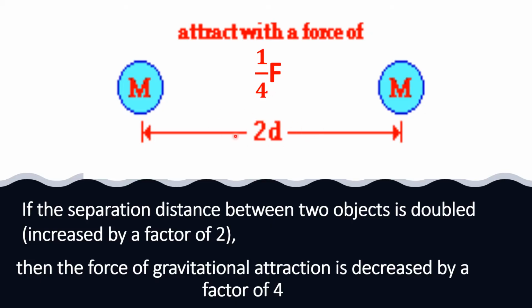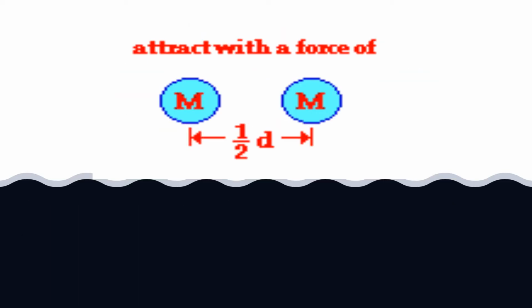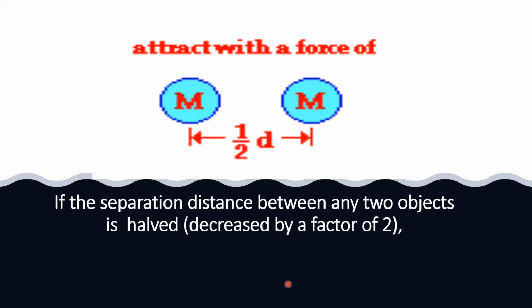So if you double the distance between the two objects, the force between them will decrease. The distance increased by a factor of 2, while the force decreases by a factor of 4. Okay, so to understand better, look at the formula. You will see in the formula it says r squared. So the distance increased by 2, so the force should decrease by 2, and we square that 2, so it becomes 4. Okay, next. What if the separation between any two objects is half?